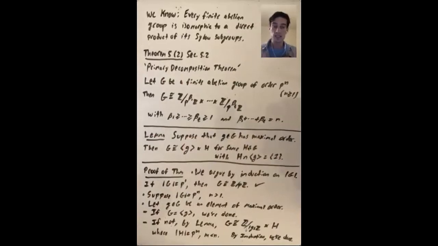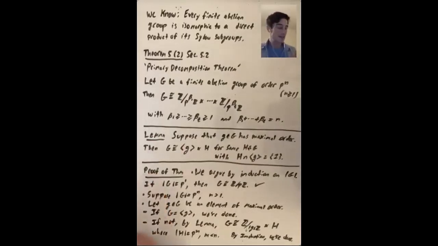So what is our real goal? Our real goal is to say, let's start with a finite abelian p-group of order p to the n. This group is isomorphic to a direct product of prime power order cyclic groups. Okay, so the big thing that goes into this argument is a lemma.